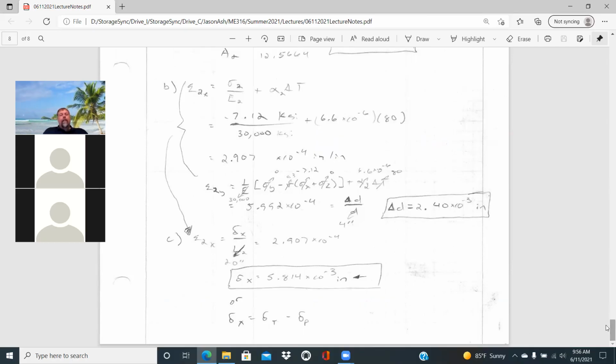But that really kind of covers chapter 4 from the perspective of looking at that relationship for delta, for constant cross-section, PL over EA, and then looking really at the effects of thermal loading as well. So I guess with that, are there any final questions?